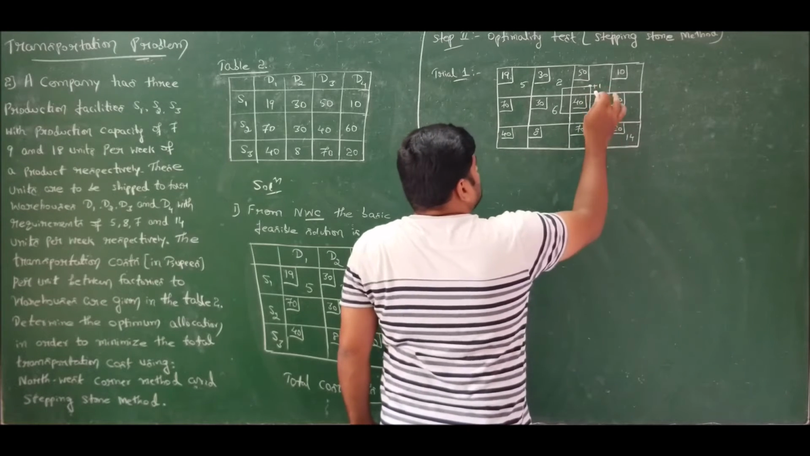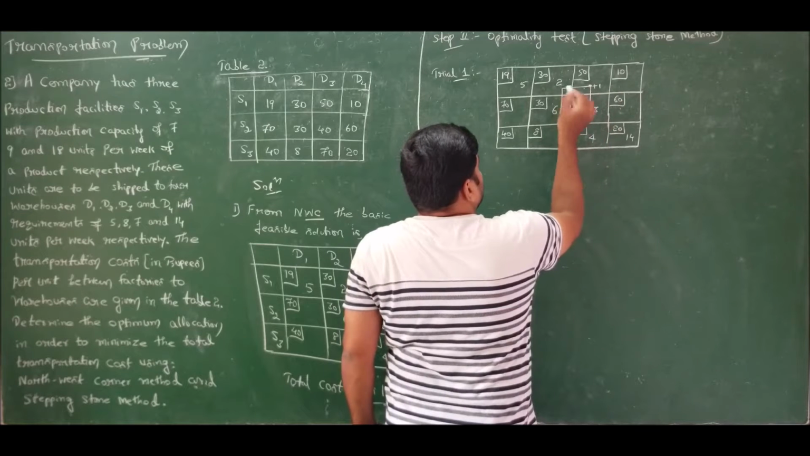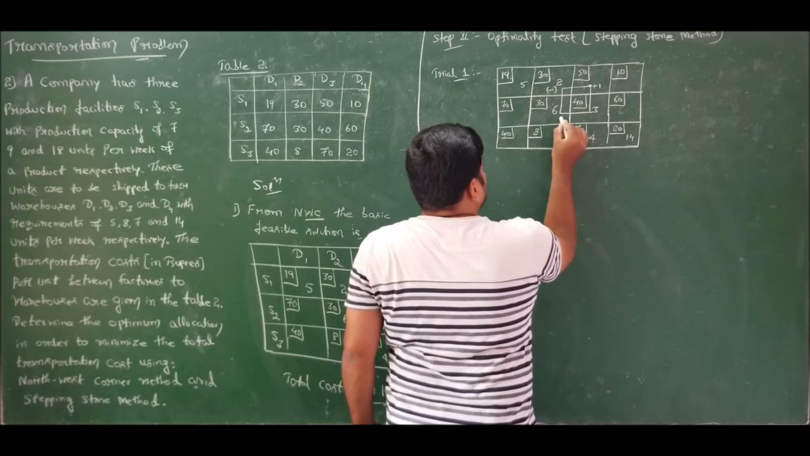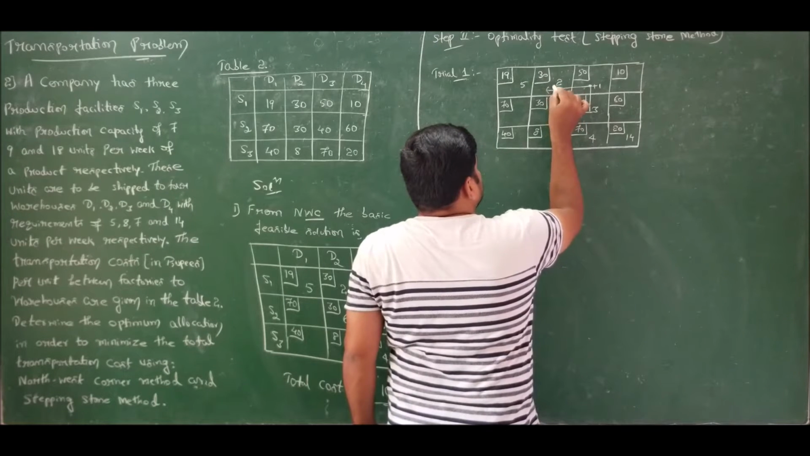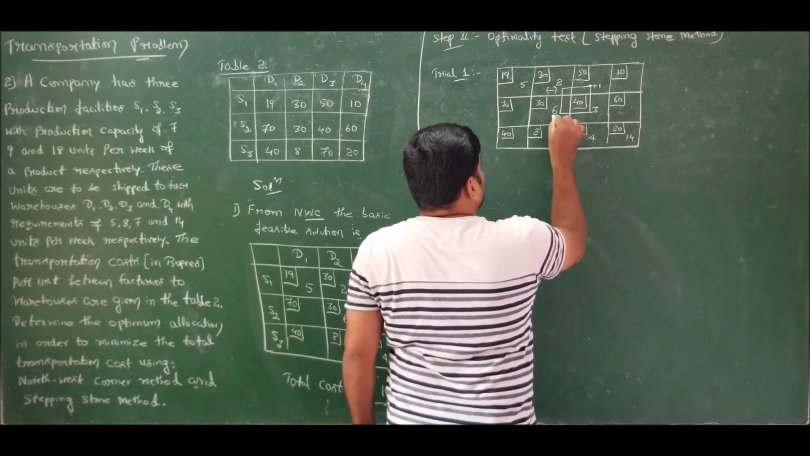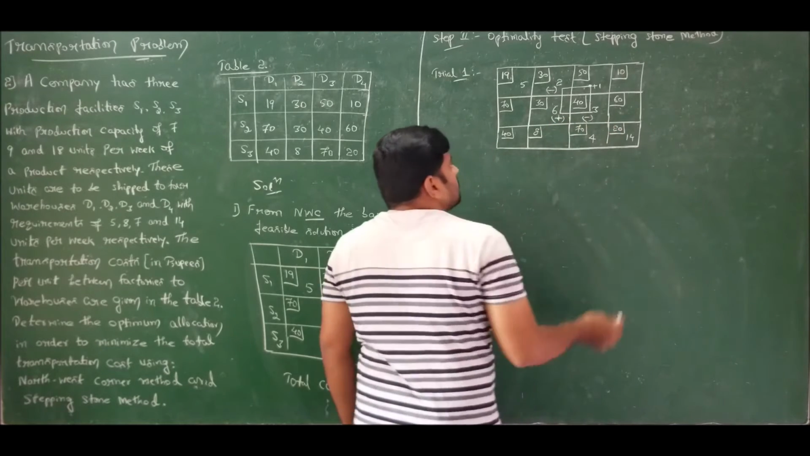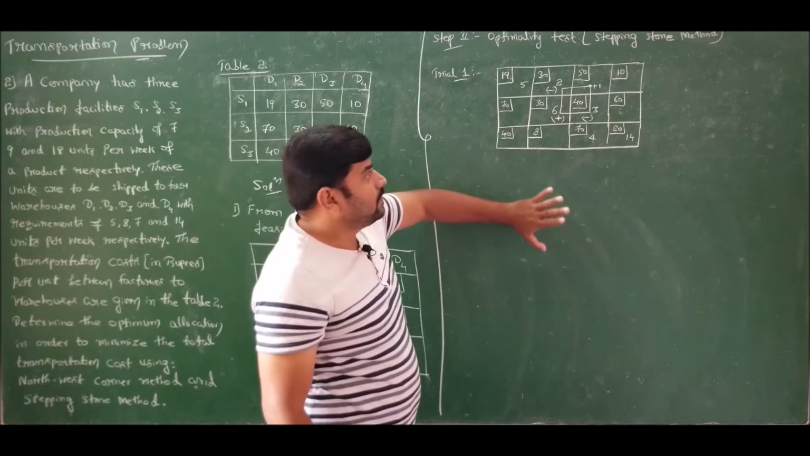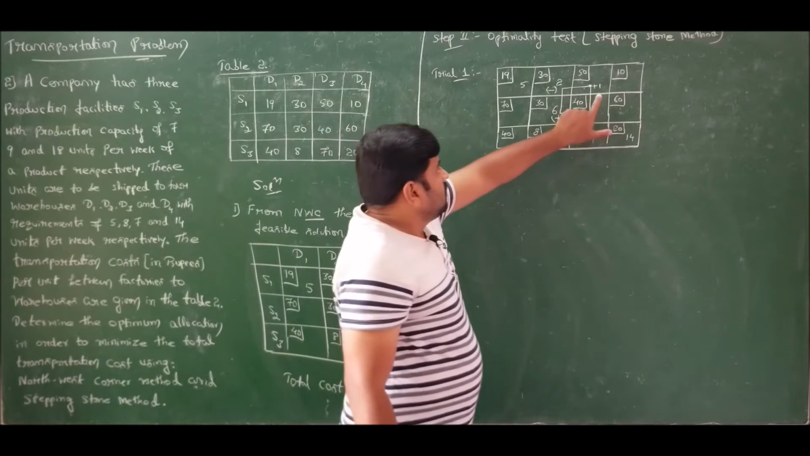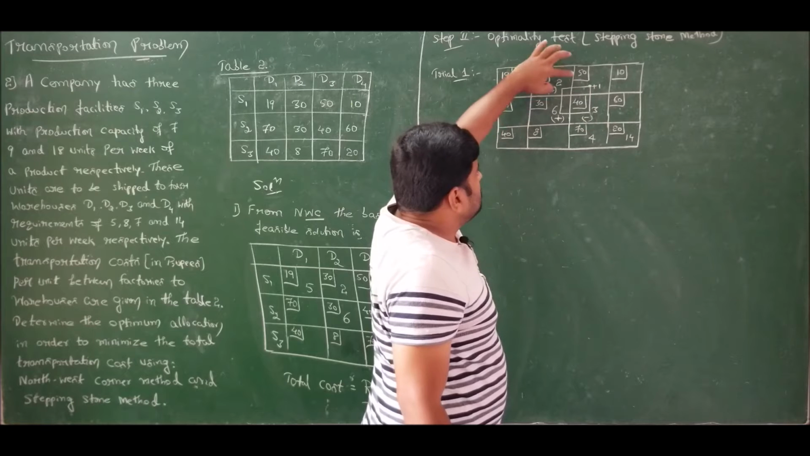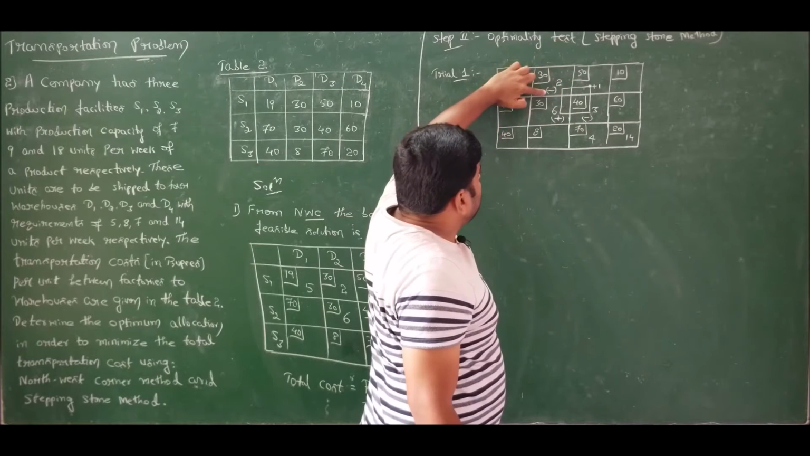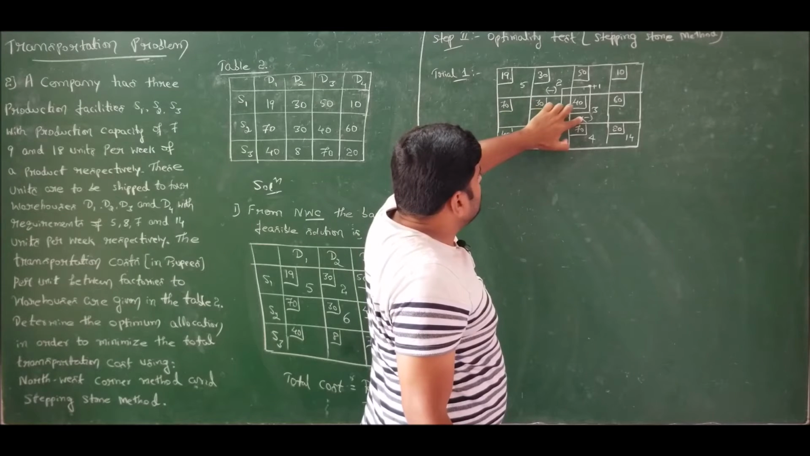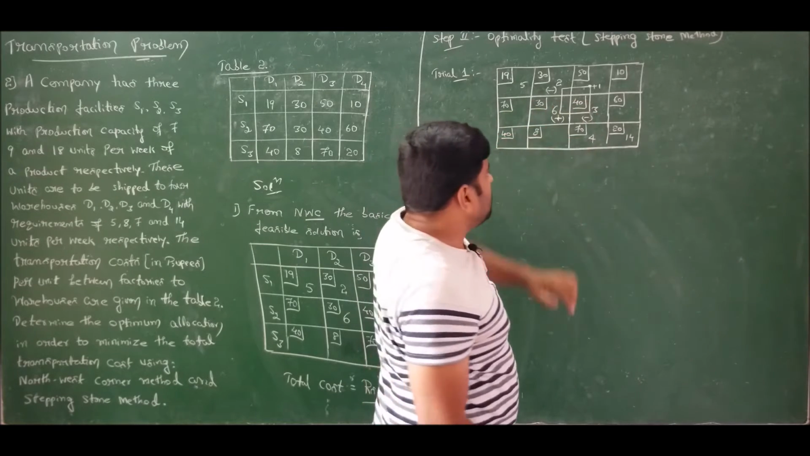Clear? So since I have given +1 here, you give -1 here, and you give plus and minus alternately. That is enough. Clear? Alternately you give plus and minus. Now because of this, the cost is +50, here I am using -30, here I am using +30, and here I am using -40. So calculate the penalty.